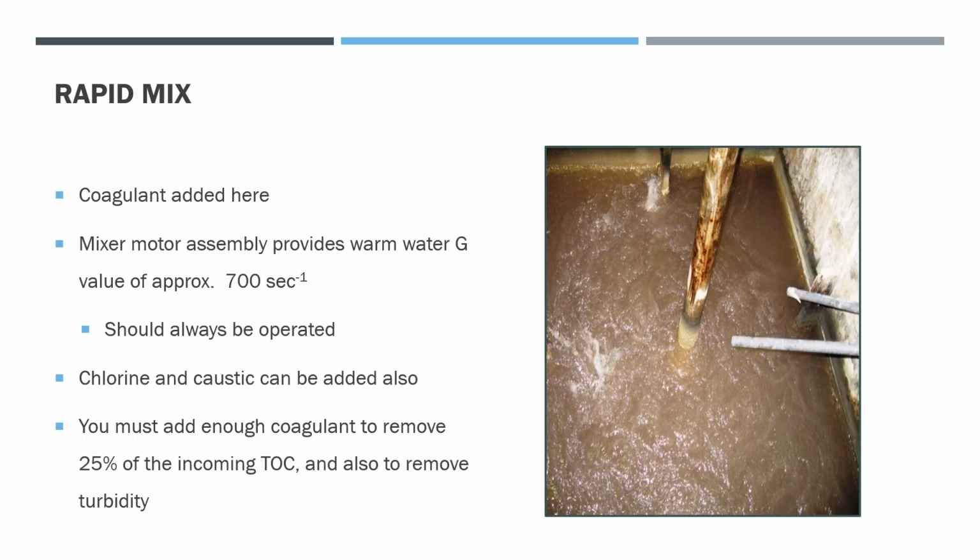So here's a picture of one of the rapid mixers. You can see the mixer motor assembly is providing a warm water G value of approximately 700 seconds to the -1. And we mentioned earlier that EPA now requires at least 750 seconds to the -1. This plant was built in 1985. When you have rapid mixers with agitators, they should always be operated, of course. You see also the provision to feed chlorine and caustic. You see those lines coming in the right-hand side.